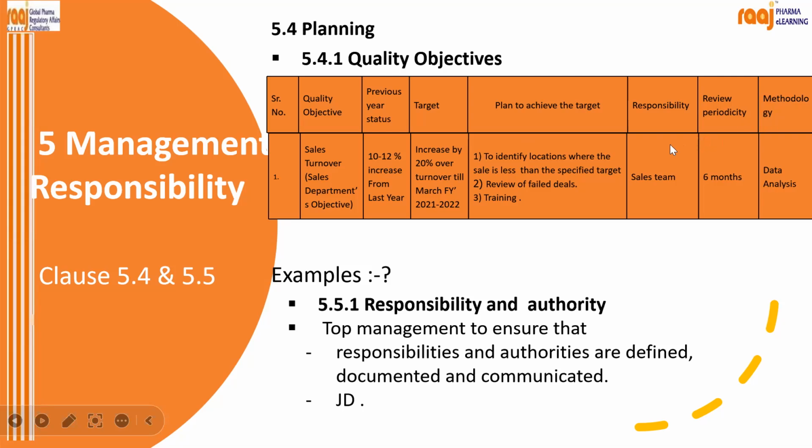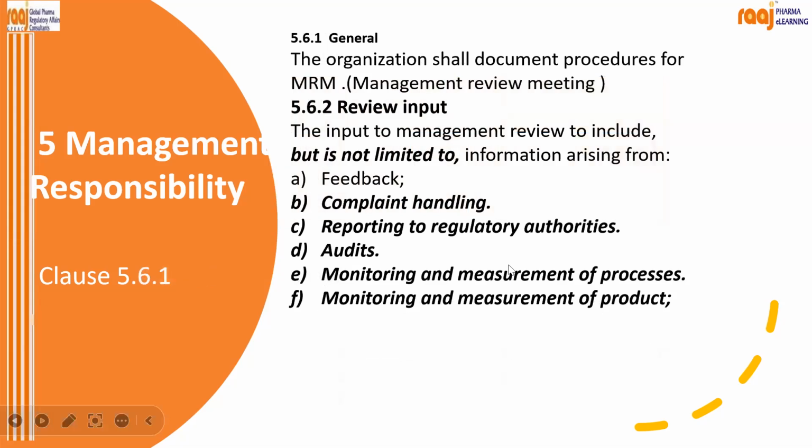Then again, responsibility and authority chart: you have to ensure that for every person the JD, job description, roles and responsibility has to be defined. So you have to go to the main clause, then the sub clause, 5.6.1, 5.6.2, you know.